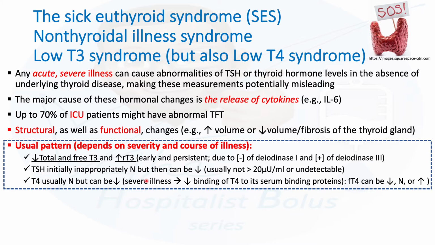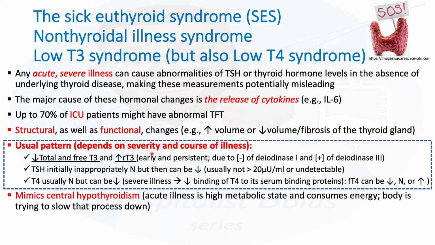And then for T4, it's usually normal at the beginning, especially with mild disease, but later in the disease it can go down, partly because of decreased binding of the T4 to its serum binding proteins. The free T4 can be low, normal, or high, but most of the time the T4 is usually low during the acute illness. So that's the usual pattern, and I will show a nice diagram next.